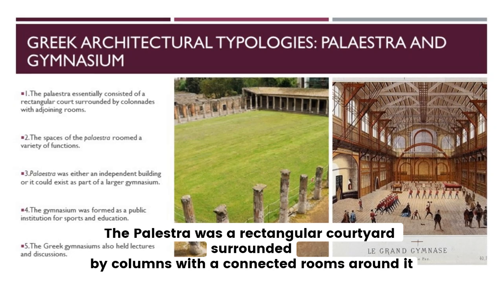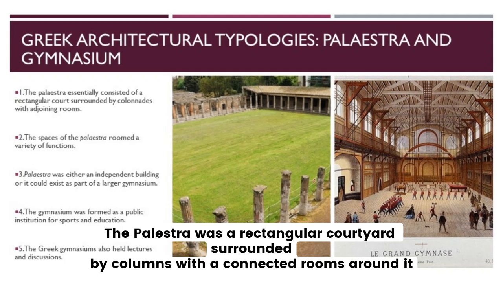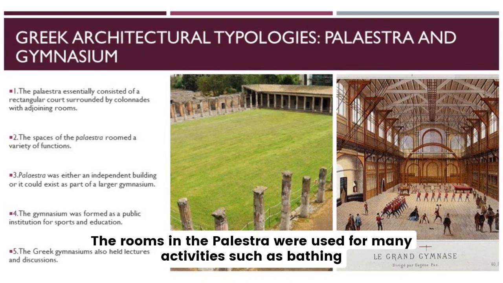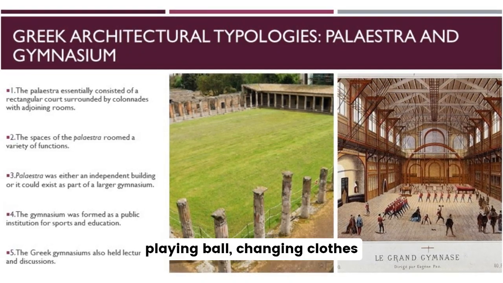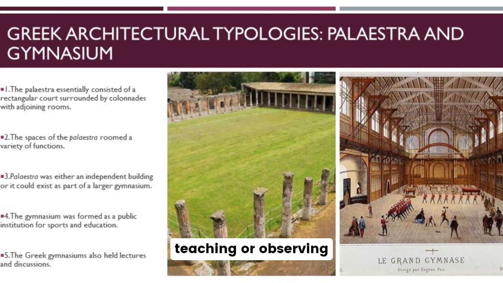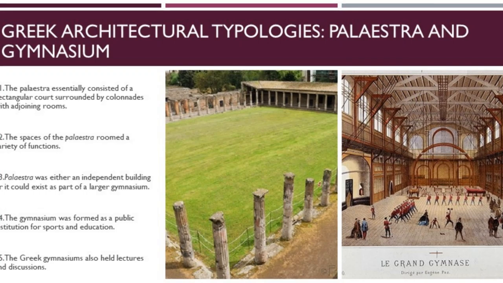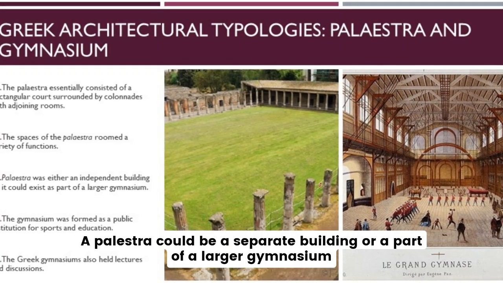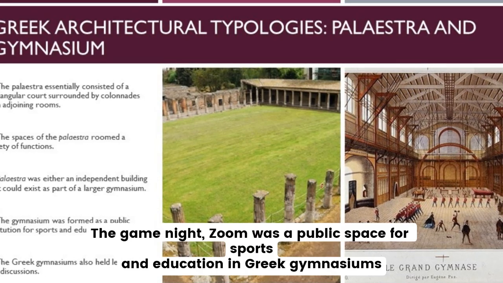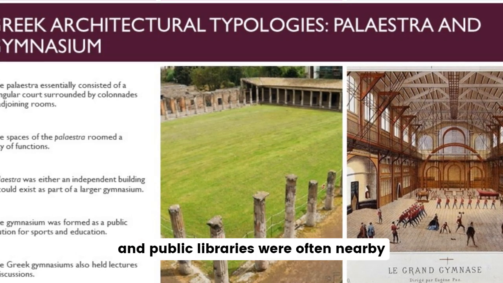The palaestra was a rectangular courtyard surrounded by columns with connected rooms around it. The rooms in the palaestra were used for many activities, such as bathing, playing ball, changing clothes, storing belongings, relaxing, socializing, teaching or observing, and keeping oil, dust, or athletic gear. A palaestra could be a separate building or a part of a larger gymnasium. The gymnasium was a public space for sports and education. In Greek gymnasiums, people also attended lectures and discussions about philosophy, literature, and music, and public libraries were often nearby.